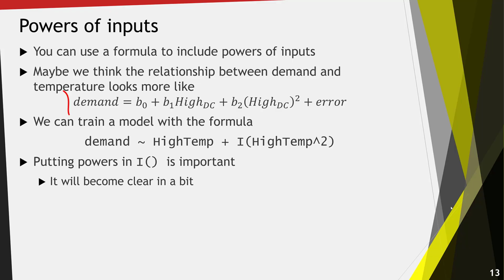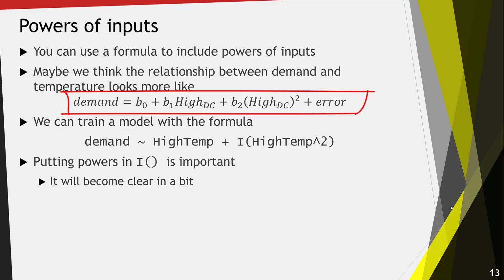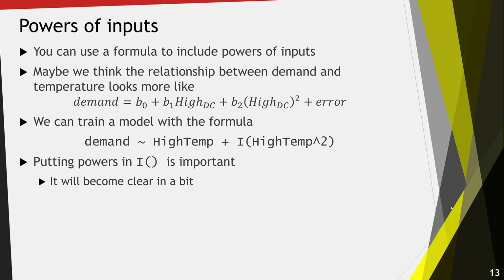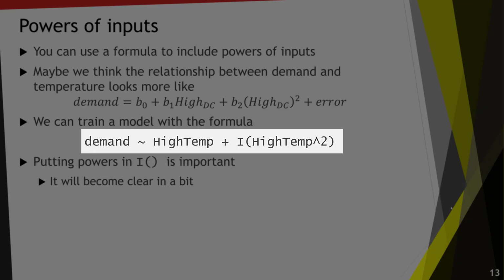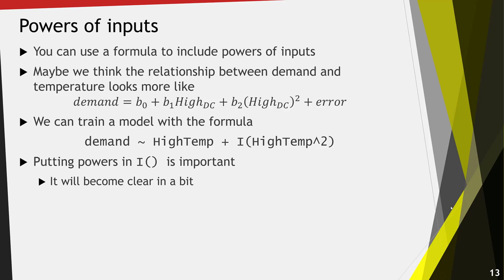So let's think about training a different model where we now have two separate terms, one for the high temperature in Washington, D.C., and an additional term for the high temperature in Washington, D.C. squared. We can write that out in the formula notation using our label demand followed by a tilde, then the first term, the feature high temperature, then we use a plus sign and note the second term, the high temperature squared. We have to put this inside the I function so that R knows that we're trying to square the high temperature. Let's train this model in R and create a new visualization.